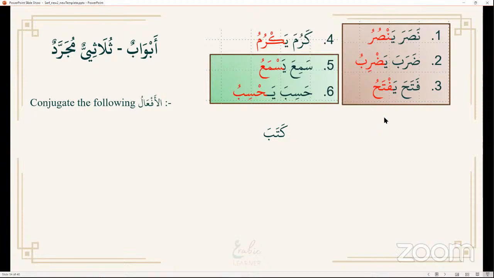Brothers and sisters, are you with me? If you are confused, please feel free to ask questions in the chat window. This is the part where I'm teaching you how to find a word and its Bab. It's very important. So now we have narrowed down our choice between 1 and 2. Now, how do we determine whether it belongs to the first or the second Bab?